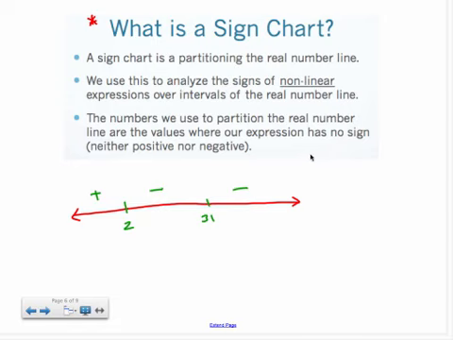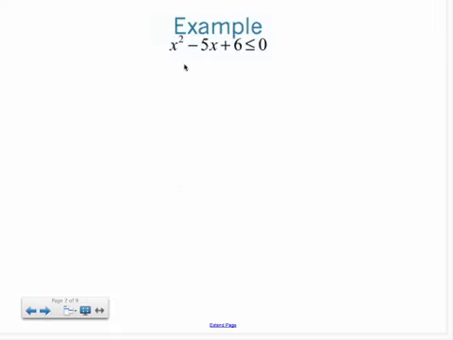So think about when something has no sign. That's when your expression equals 0, or if your expression is undefined. So what you're about to see with inequalities is a procedure that involves a sign chart and involves putting numbers on a sign chart to partition it, and those numbers are the numbers that make your expression 0 or undefined. All right, let's check it out.